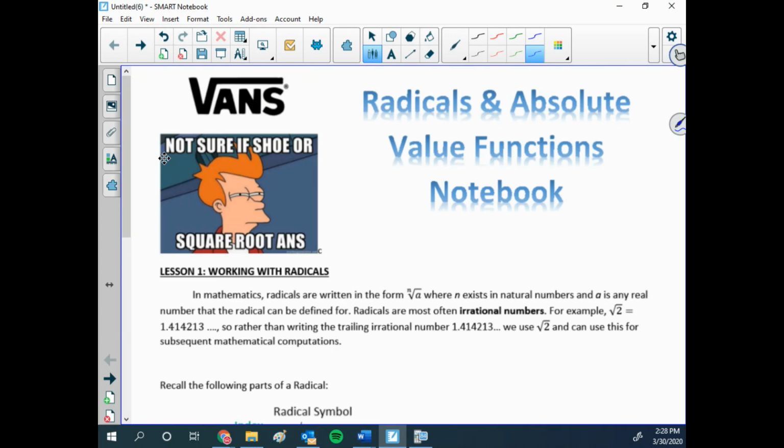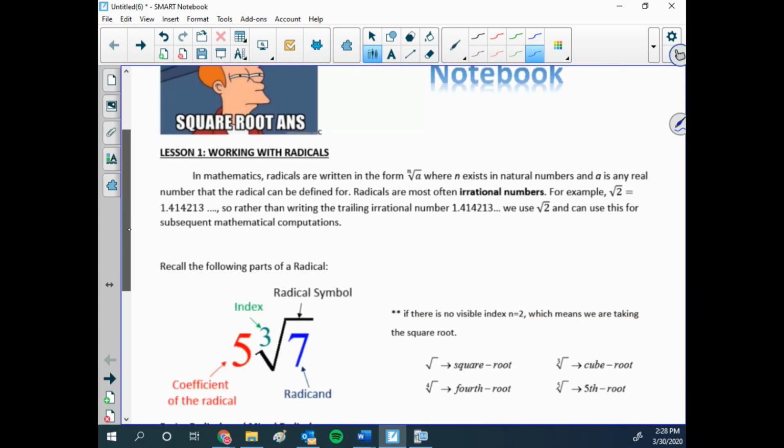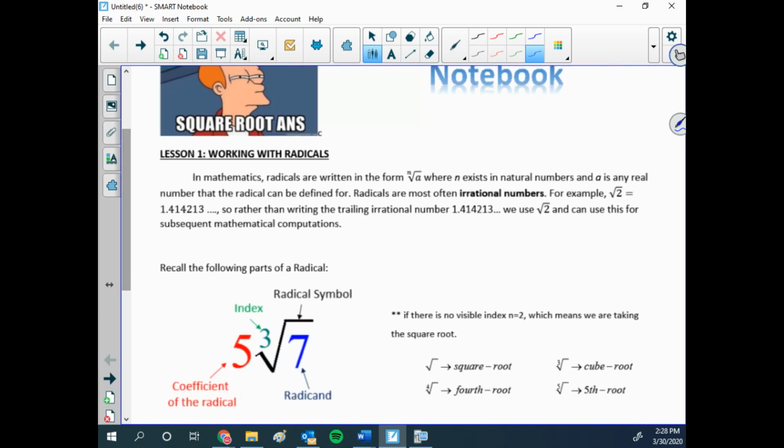All right. So the first section of this unit is reviewing radicals. Let's take a quick look at what a radical is, and let's see what we remember from Math 10C. In mathematics, radicals are written in the form the nth root of a. Sorry, which is really weird to say. So n exists as a natural number, so that has to be a whole number, 1, 2, 3, 4, 5, 6, 7, 8, 9. And a is any real number that the radical can be defined for. Now, when you say it in those terms, it really doesn't make sense.